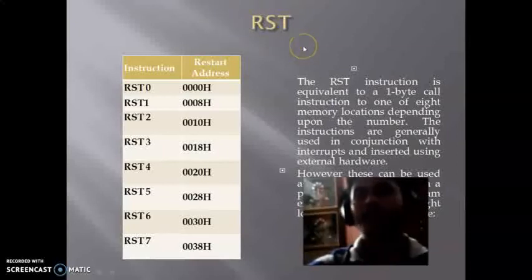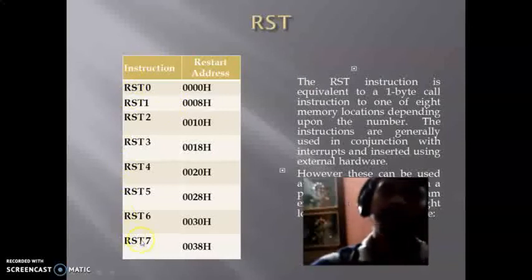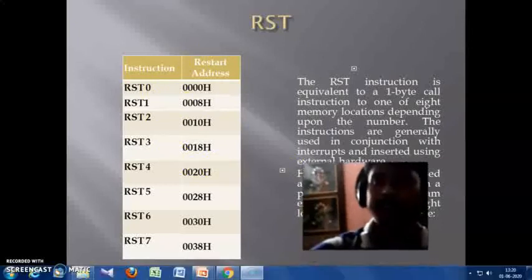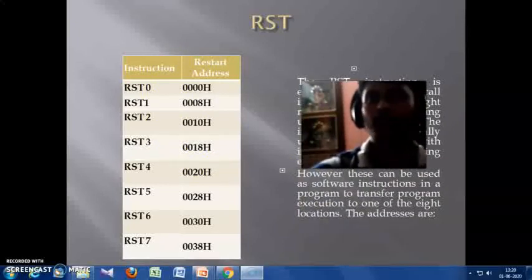So this is basically a one-byte instruction. We have 8 RSTs. One of these RSTs is introduced whenever an interrupt occurs through INTR. So this is used in conjunction with the interrupts and inserted using external hardware. Whenever any of these instructions is introduced, it has a particular location, and the program sequence will be transferred to these particular locations. However, this can also be used as a software instruction in a program to transfer the program execution to one of the 8 locations. These addresses are already specified in this diagram.